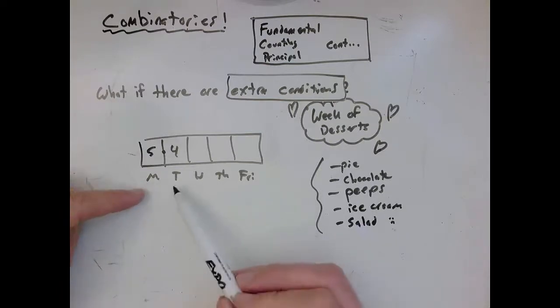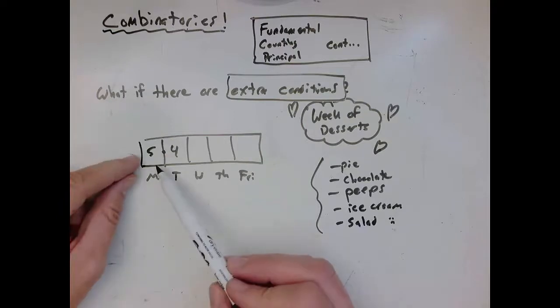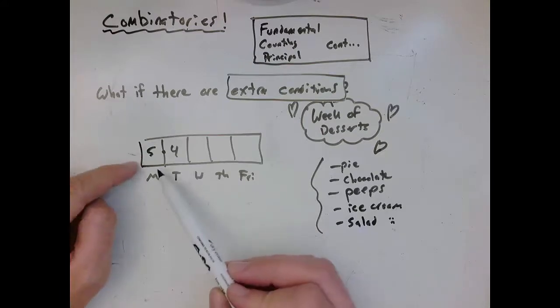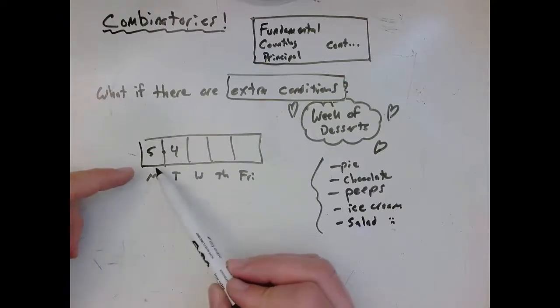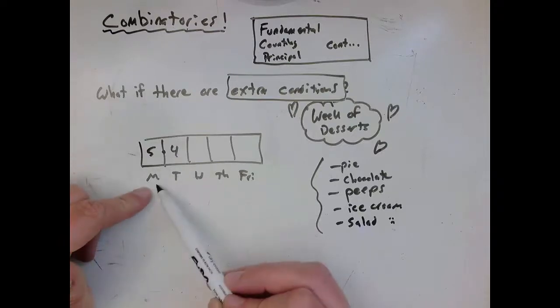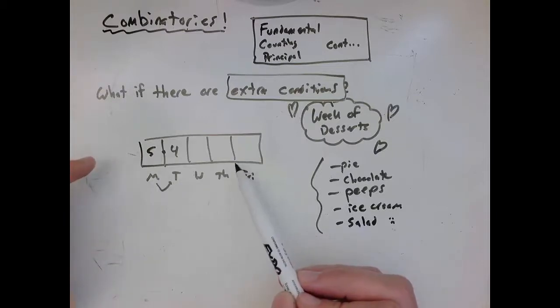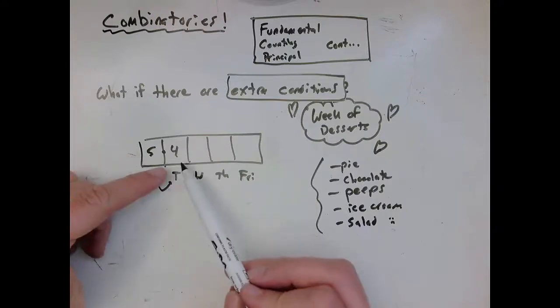So this is a situation where my choices aren't independent. The choice that I make on Monday affects the options I have on Tuesday, but the difference is it doesn't affect the number of options I have on Tuesday. No matter what I choose on Monday, I still only have 4 options on Tuesday because I'm leaving out the option that I chose on Monday. So even though the choice I make on Monday affects my options for Tuesday, you can still use the fundamental counting principle because no matter what I choose on Monday, I've still got the same number of options for Tuesday.